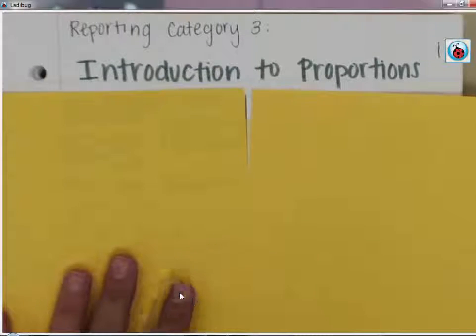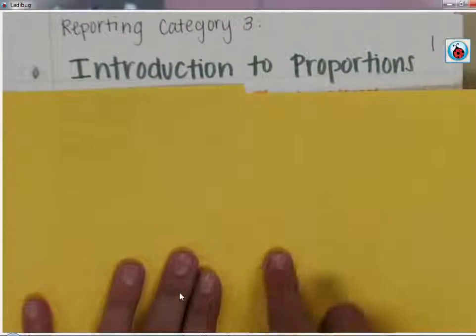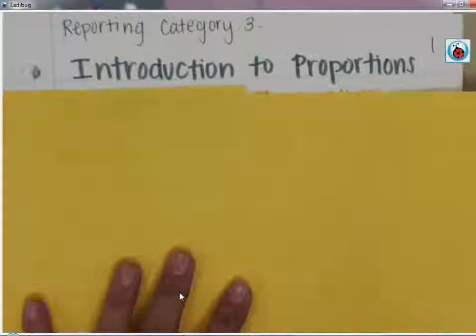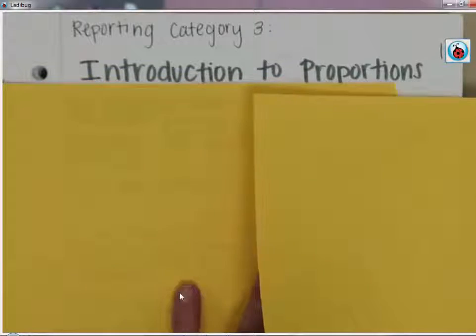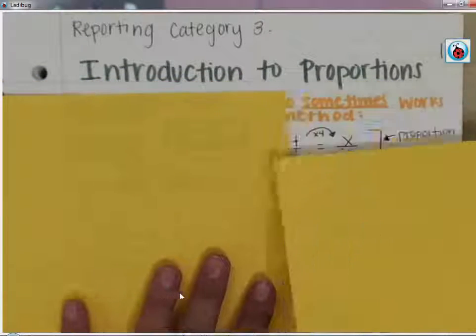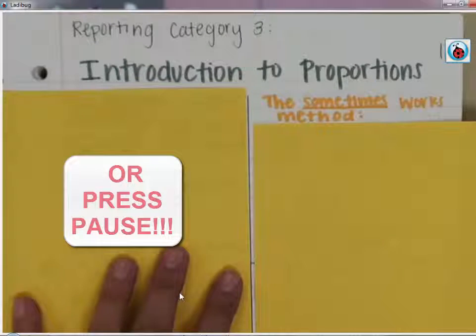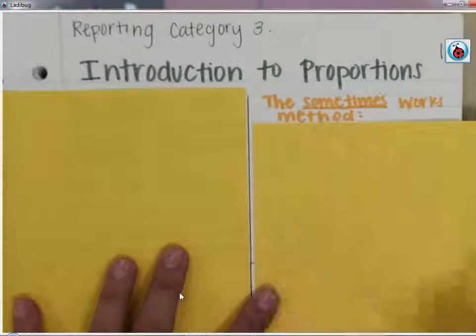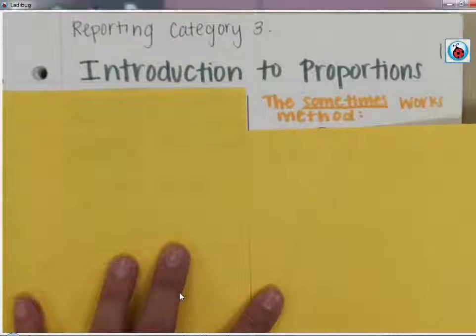Now, I split my paper in half. There's a line down the paper. If you're having trouble or you're getting behind, please ask your substitute to slow down. It's okay. On this side of the page, it's going to say the sometimes works method. Now this doesn't work every single time, it only works sometimes, but it is a shorter way, so we are going to show you, but just know it does not work 100% of the time.